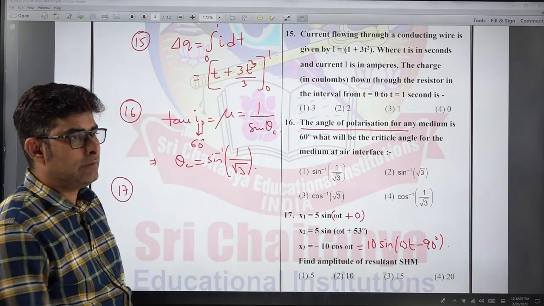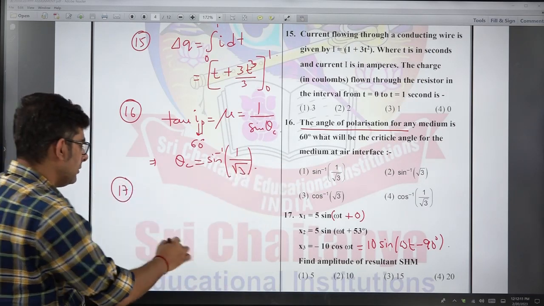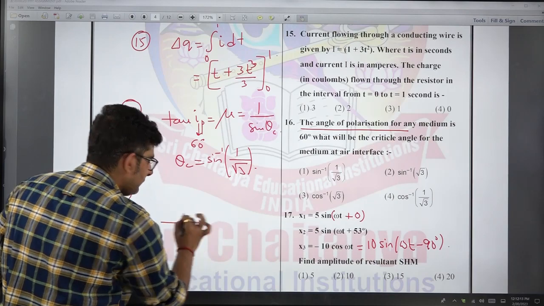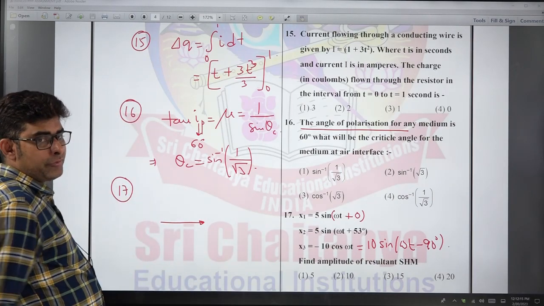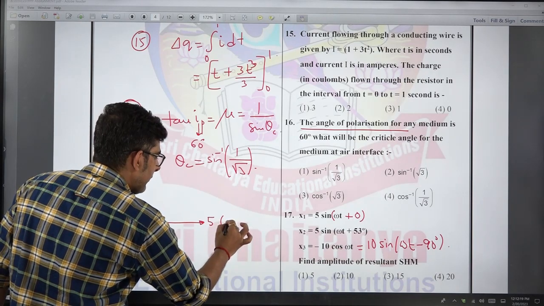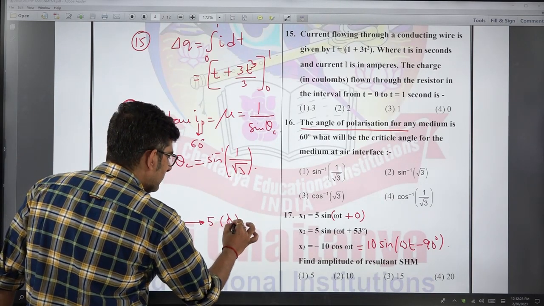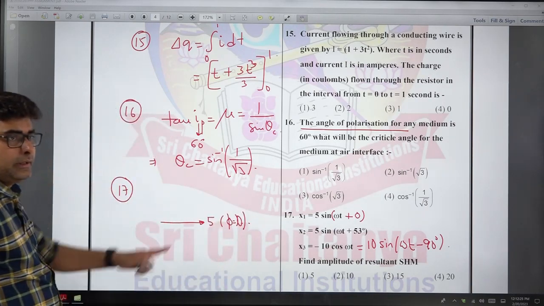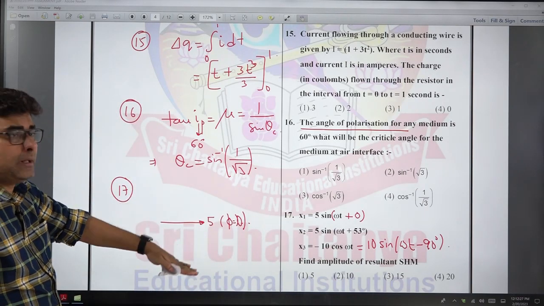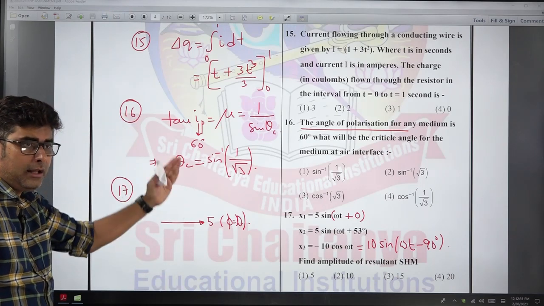So in phasor addition, what we do, just see. First one has phase constant how much? 0, means you can take it horizontal. What is the magnitude of its amplitude? A1 is 5 and phase angle is 0. So I am writing here phi equals 0. Next one, 53 degree plus. Plus means anti-clockwise angle. Anti-clockwise angle positive, clockwise angle negative.